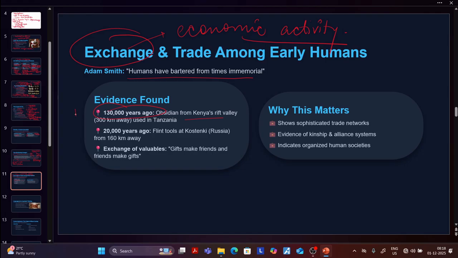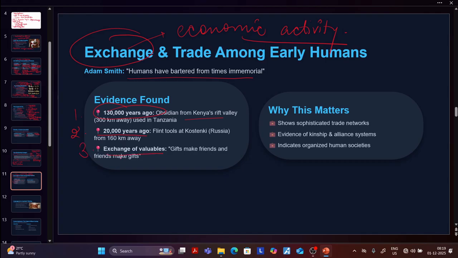Second, 20,000 years ago, flint tools at Kostenki in Russia came from sources 160 kilometers away. Again, material traveling vast distances. This indicates organized, persistent exchange networks.